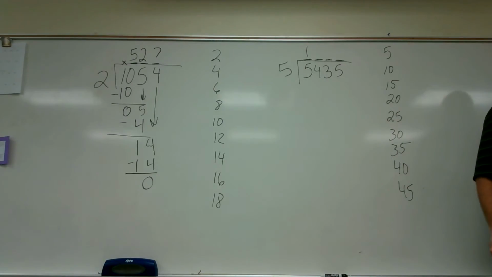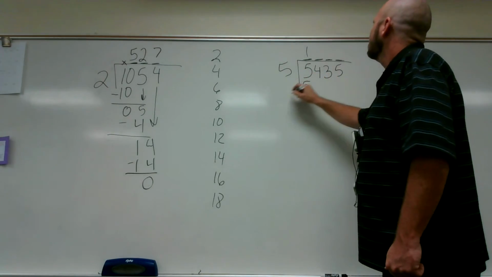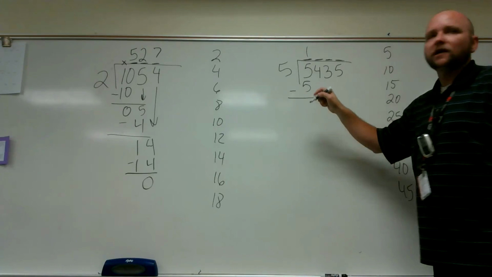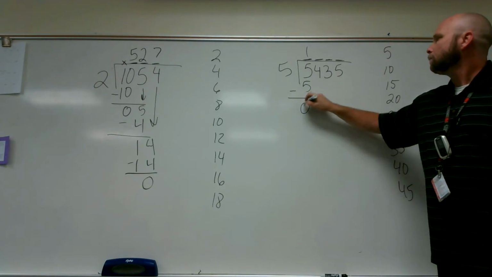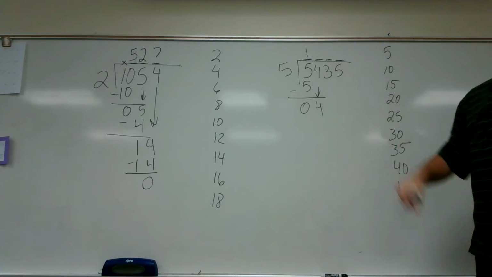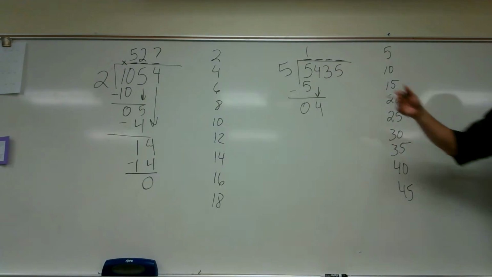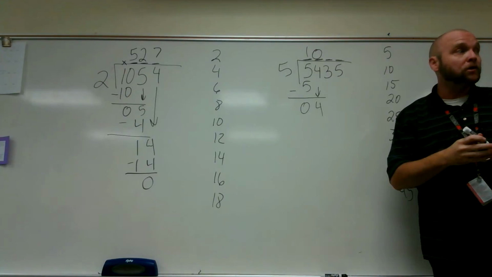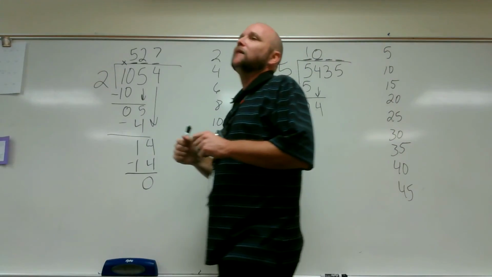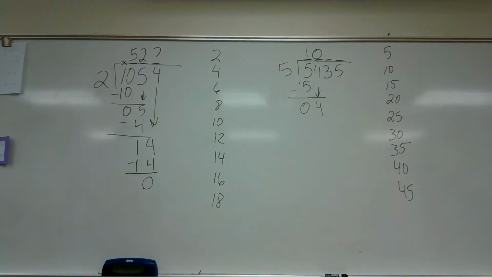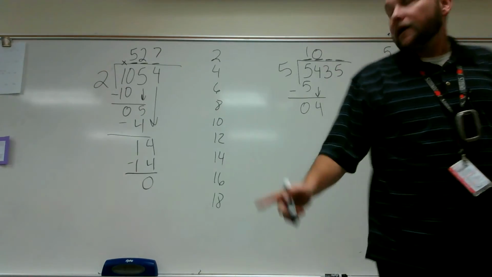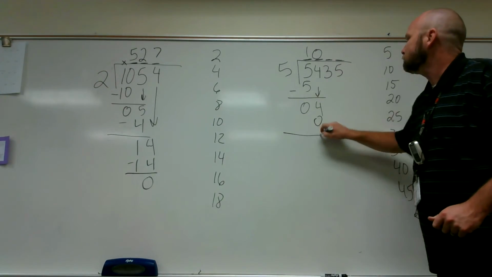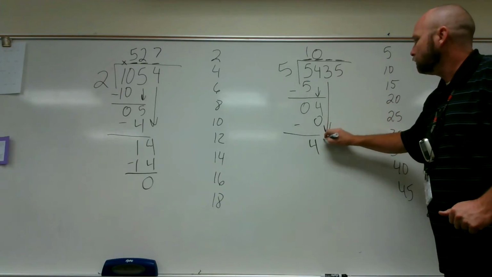What is 1 times 5, Lainey? 5. Subtract. 5 minus 5, Lainey? 0. Bring down my 4. How many times does 5 go into 4? 0. This is why we put the little number places up here, because the 0 is what you're going to miss. I've seen it 1,500 times over the weekend. Students miss putting the 0 up there.